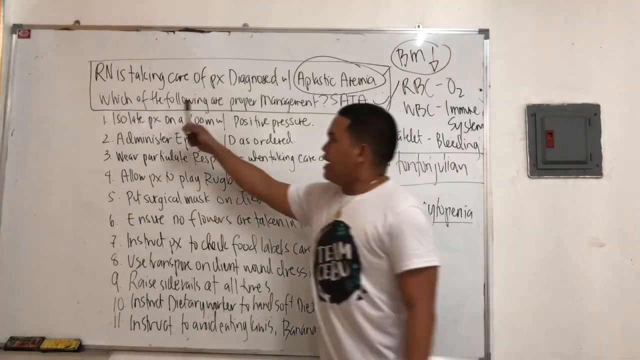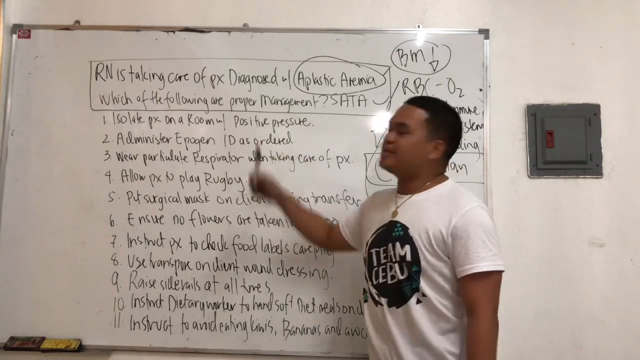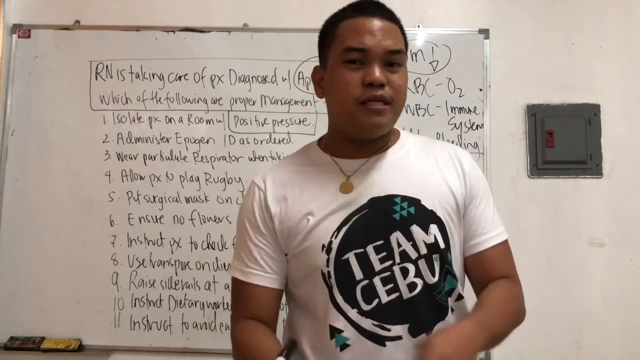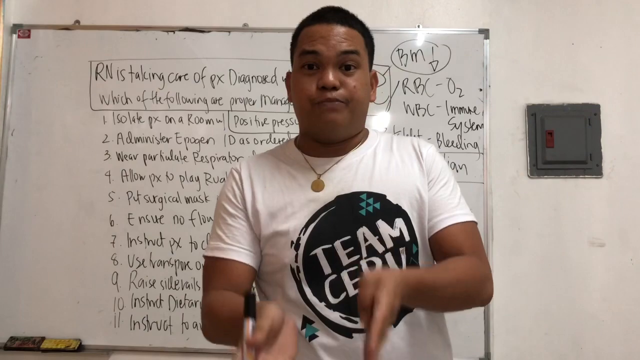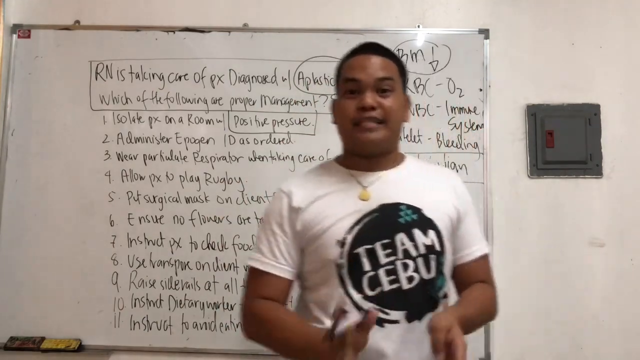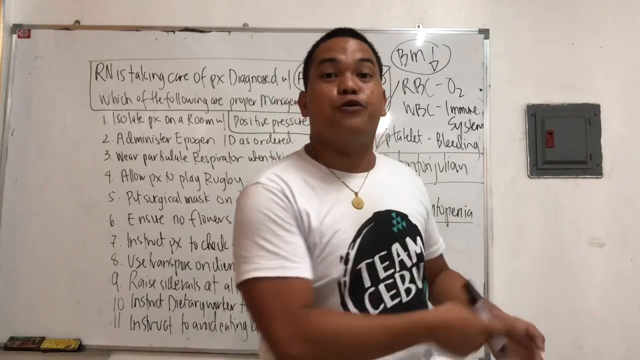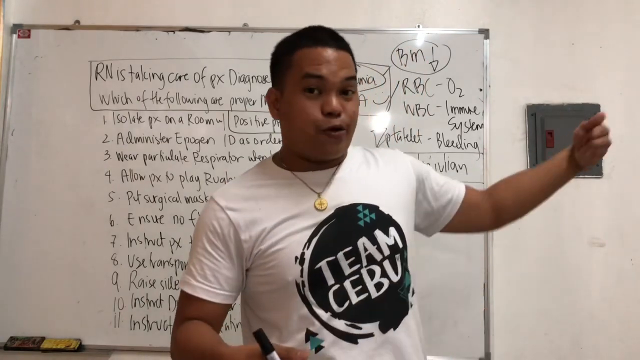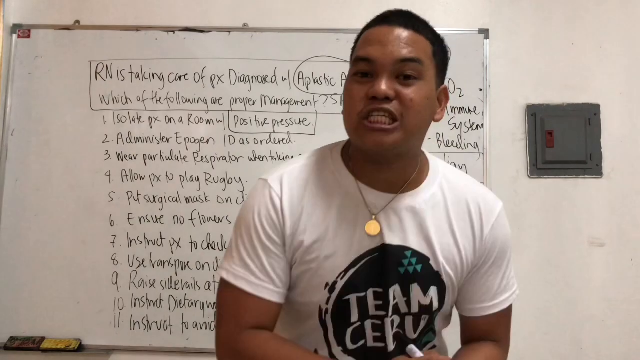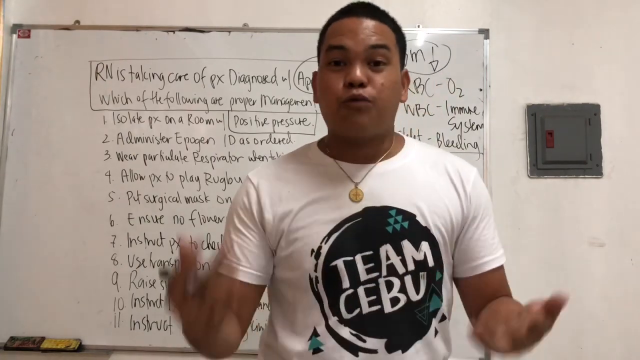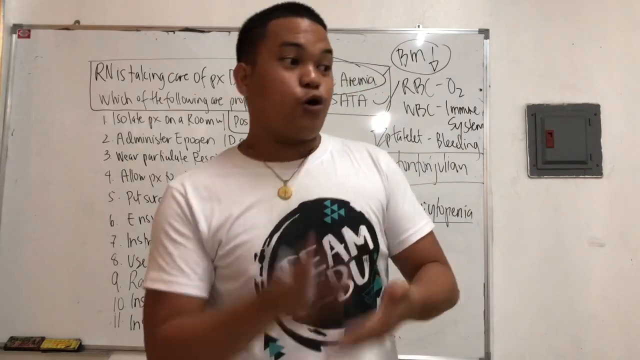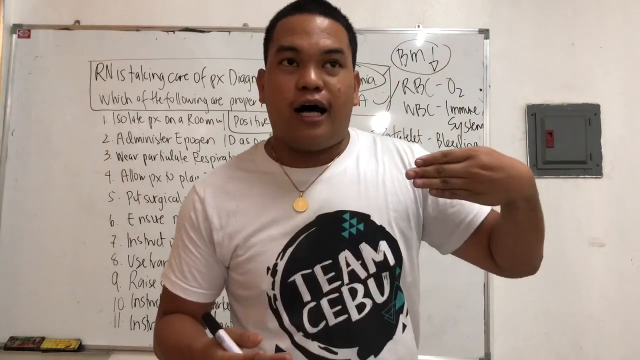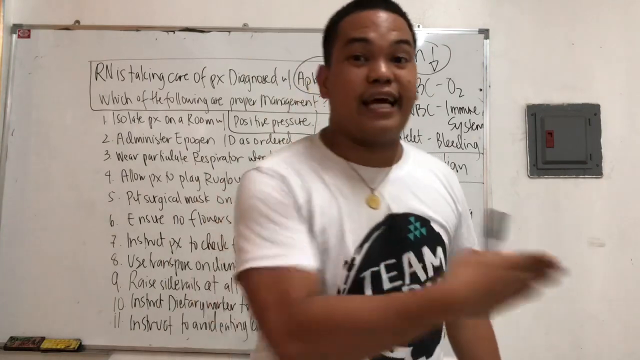Now, first and foremost, guys, isolate patient on a room with positive pressure. So the key word here is positive pressure. There will be a difference between a positive pressure room and a negative pressure room. Now, let's understand. Positive pressure room, guys, means that the air will go outside the room if you open the door. On the other hand, negative pressure means that if you open the door, the air will enter. So what's more ideal for the patient? The patient has a decreased immune system. So what would you want to do? Would you want the air to go inside? Or would you want the air to go outside? Okay? Go inside is negative pressure. Go outside is positive pressure.